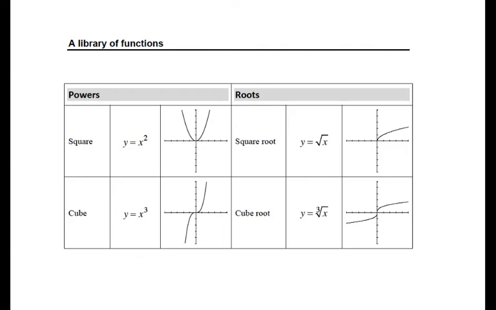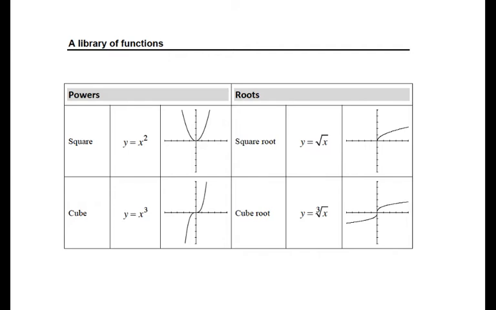The goal in establishing a library of functions is to start to move away from the idea that to graph something we have to calculate and plot a whole bunch of points and only then see what shape it has, and instead start to look at functions and predict their shape and see what we can tell just by looking at the details of the formula. So we're starting with a few examples of powers and roots.